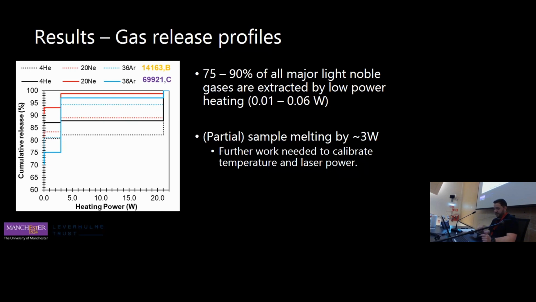On top of that, within our laser heating, we achieve sample melting at about 3 watts. I mean, that changes slightly because of how lasers couple with different minerals. But then we get a second release at 3 watts of mineral lattice bound gases, which include your cosmogenic gases.